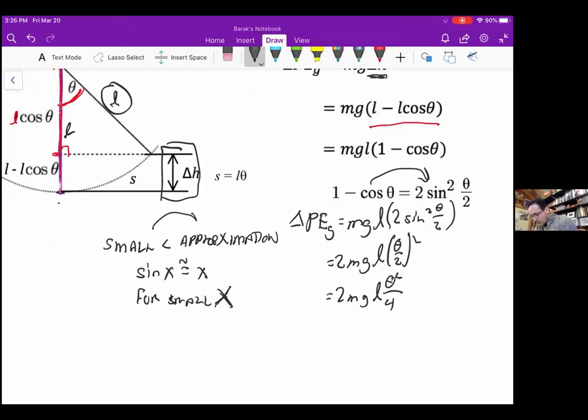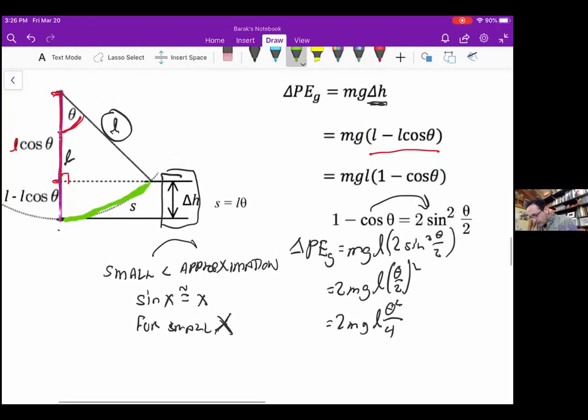Okay, and then we know something else here. I'm going to use a different color. How about green? This curve S here shows how far the mass at the end of the string moves when it goes through some angle theta. And because we know that this is just theta in radians, then we have S equals L times theta. So if we solve that for theta, we get theta equals S over L. So let's go ahead and put that in down here.